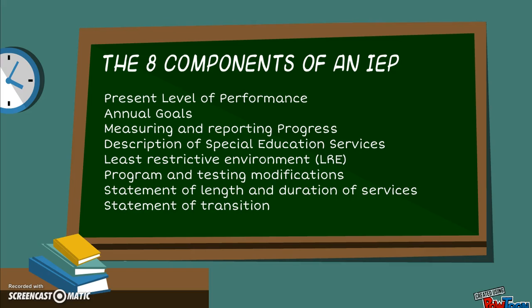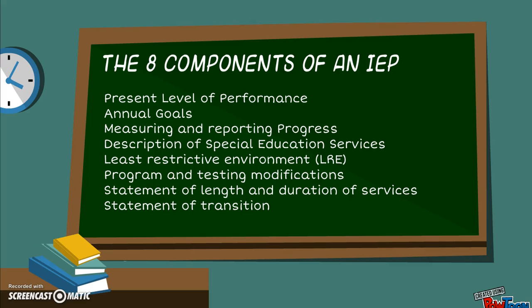Part 2, annual goals. This is what a student can reasonably be expected to accomplish within a 12-month period with the provision of special education services. These goals can include who, behavior, criterion, condition, time frame. The goals should be meaningful, measurable, and able to be monitored. They also should be useful in making decisions.